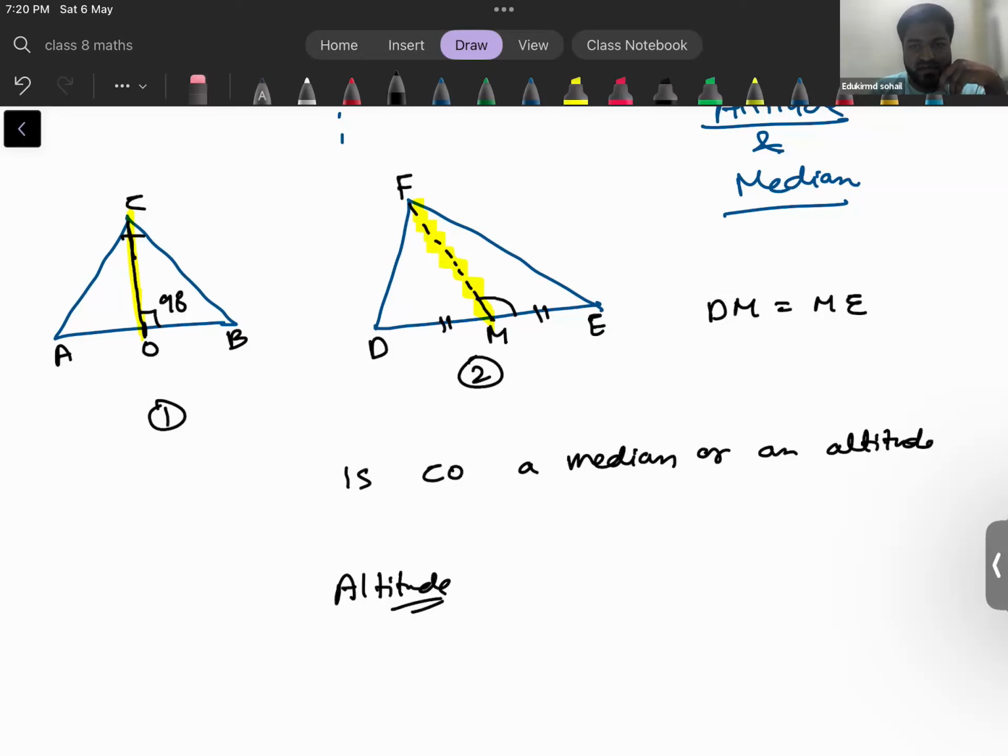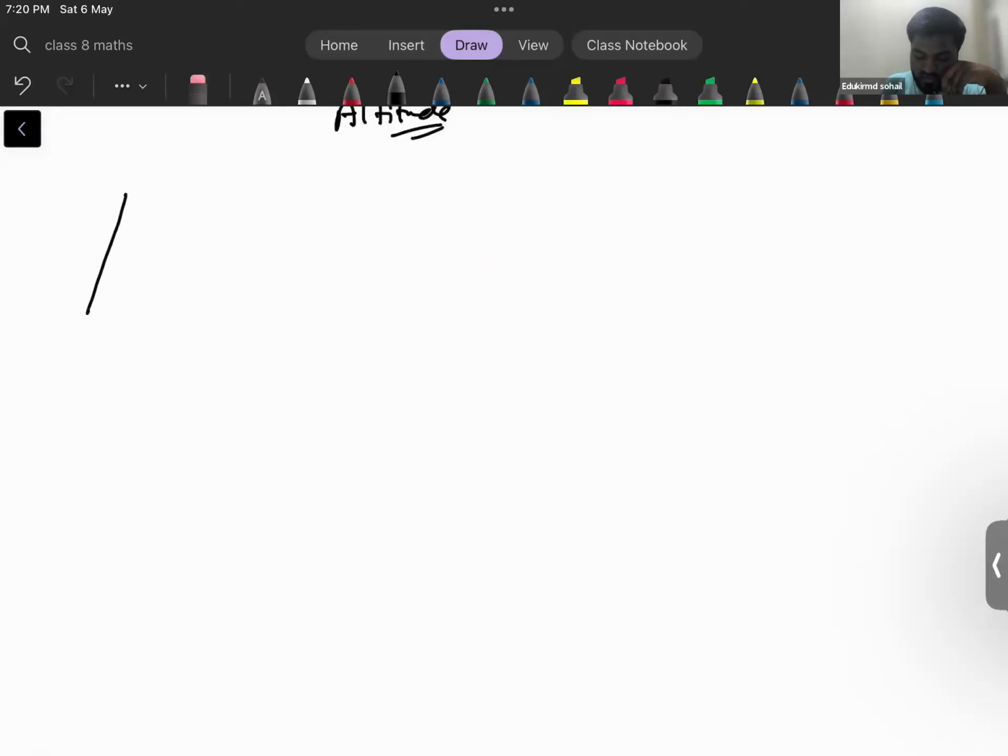Altitude is basically that line in a triangle which is joined from the opposite vertex to the opposite side and meets it at an angle of 90 degrees. Did you get it, or is it confusing? In the case of an altitude, let's say AD is the altitude here. AD is joined from the vertex A and it cuts the side BC at D at an angle of 90 degrees. So BD and DC need not necessarily be equal.